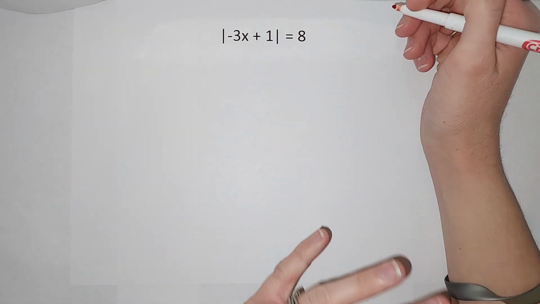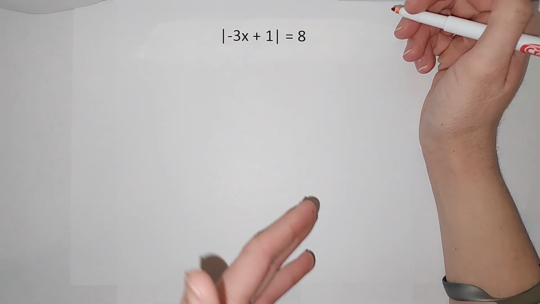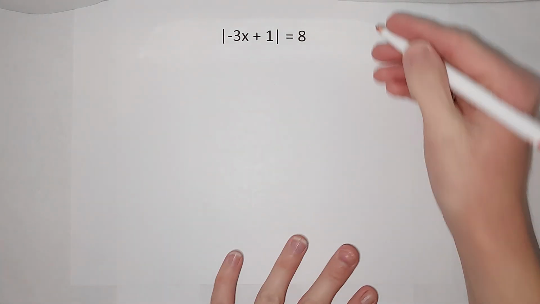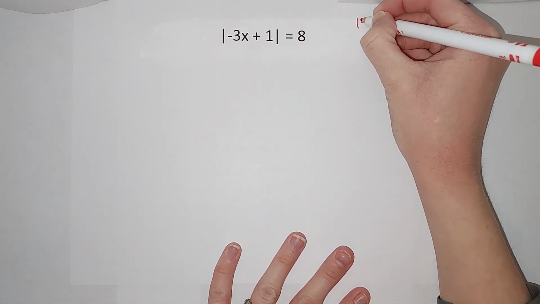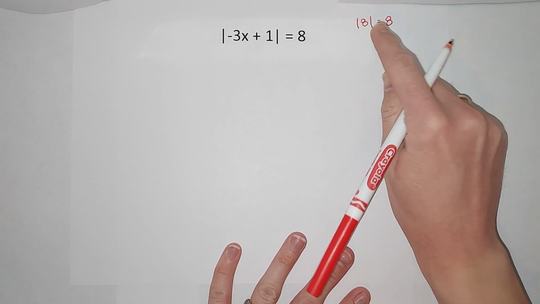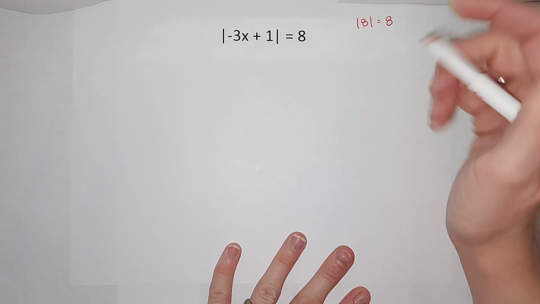Absolute value is looking for a distance. It's asking how far is the number inside the absolute value bars from 0, okay? So for example, if I have the absolute value of 8, my answer is 8, okay? Because 8 is 8 units from 0, okay?